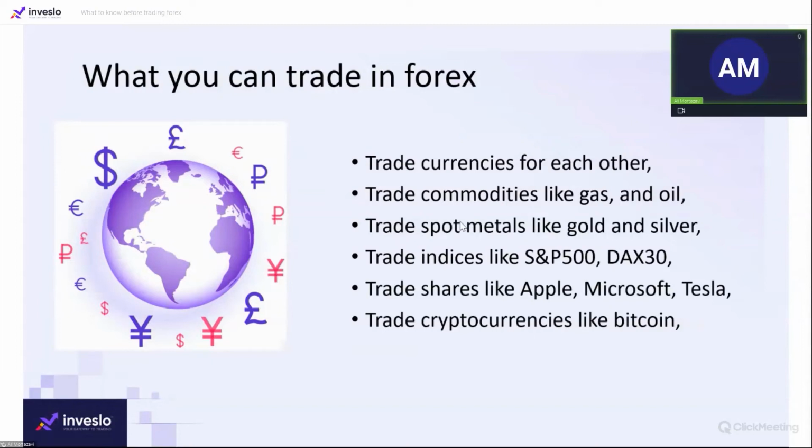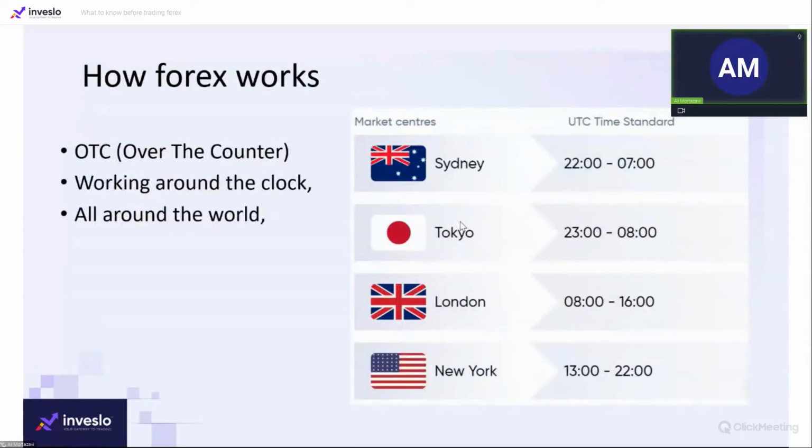And by the way, this is very safe compared to those wallets or exchanges, those virtual exchanges that you can find on the internet to buy and sell cryptos. So these are the list of almost everything that you can trade on the Forex market. But it's not the only advantage of the Forex market.